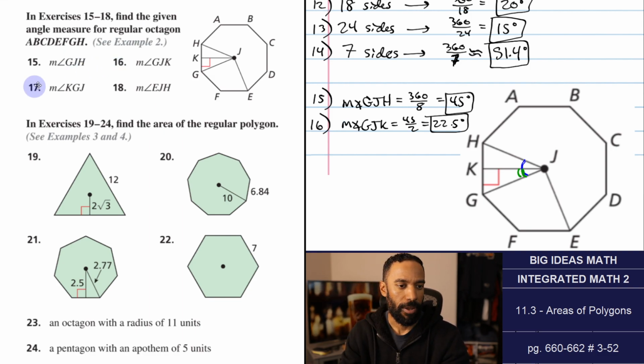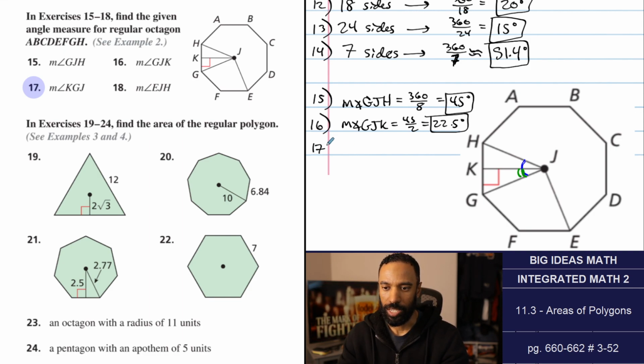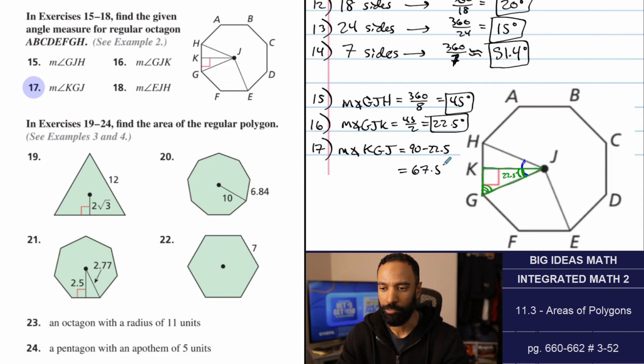Number 17, measure of angle KGJ. Now you can use, just like I used in 16, a previous problem to get you this problem. We just found out that this is 22.5 degrees right here. And this is a right triangle. So in this right triangle, if I want to find this angle here, KGJ, I can do 90 minus 22.5 because acute angles are complementary in a right triangle. So 90 minus 22.5, which is 67.5 degrees.